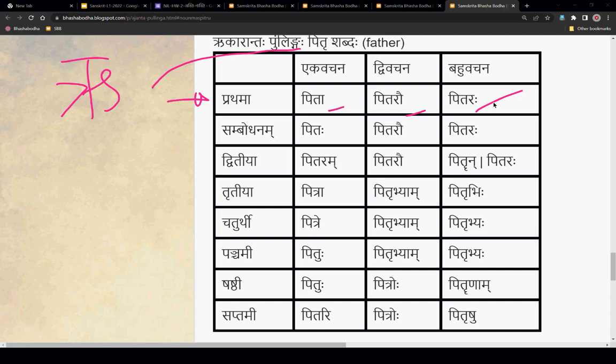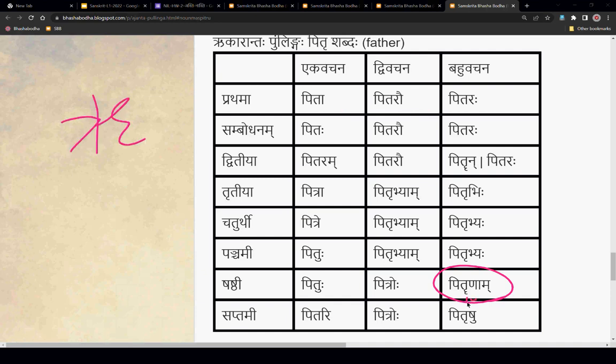Excuse me, for the Shashti one, Pituhu, Pitroho. Yes, the pronunciation, Pitroho. And what is the last one? Shashti, Pitrinam. There is a Dirgha at the end. That is not Pitri; Pitru only we are extending it. Pitrinam.